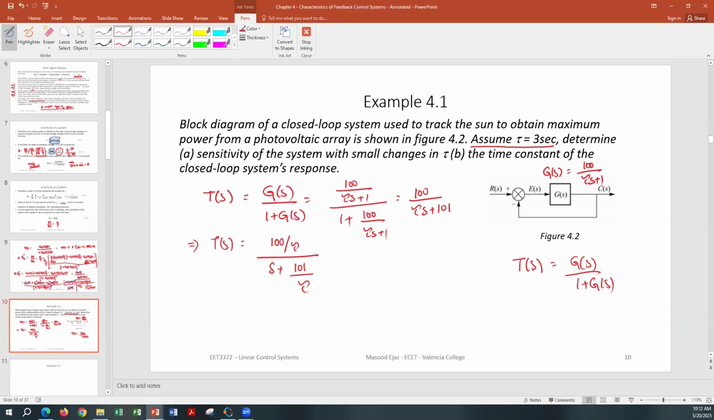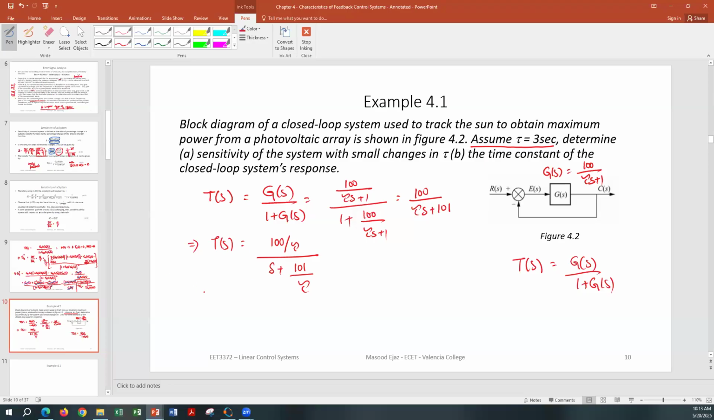Anytime it is given to you s plus a, in the time domain that is e to the power -at, and the time constant for that is 1 over a. I'm showing you alpha, but this is a, so 1 over a. That's the time constant of the system. So in this case, the time constant of the system is 3 over 101, since tau is 3. That's the time constant for the second part.